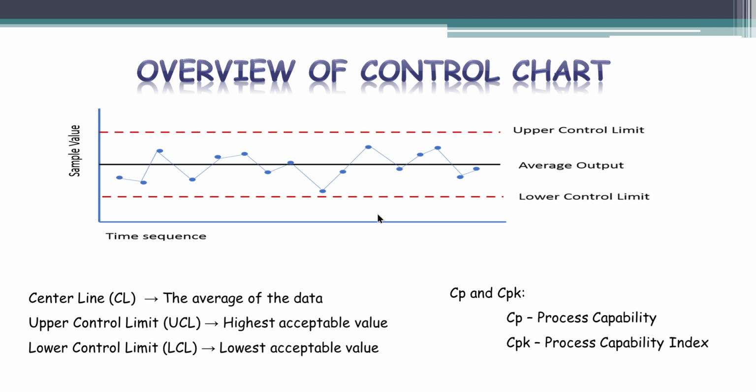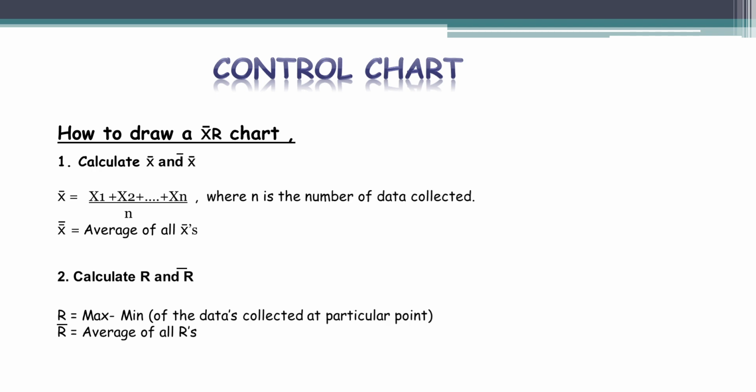After plotting the data, we need to calculate the CP and CPK. CP is process capability and CPK is process capability index. Now we are going to draw a control chart and calculate CP and CPK. For that we need to calculate X bar and X double bar.